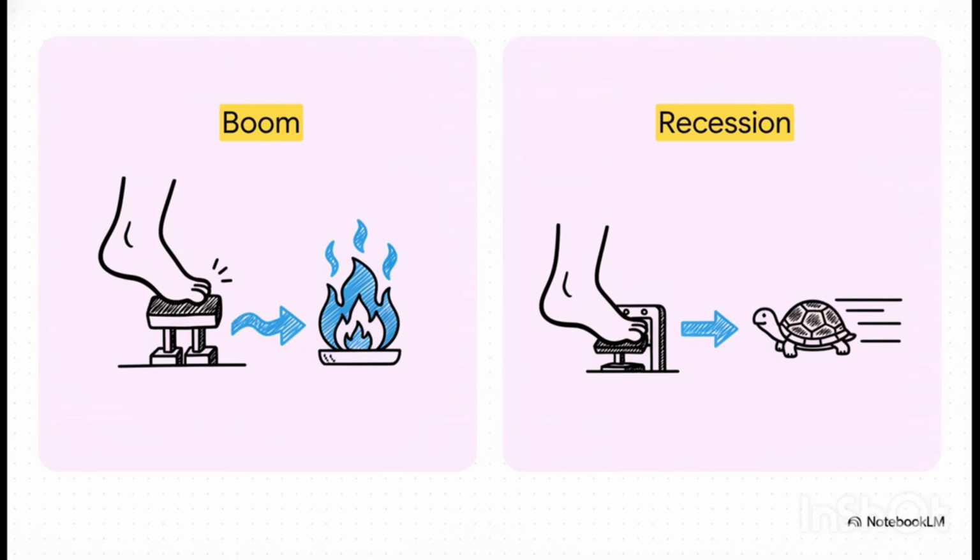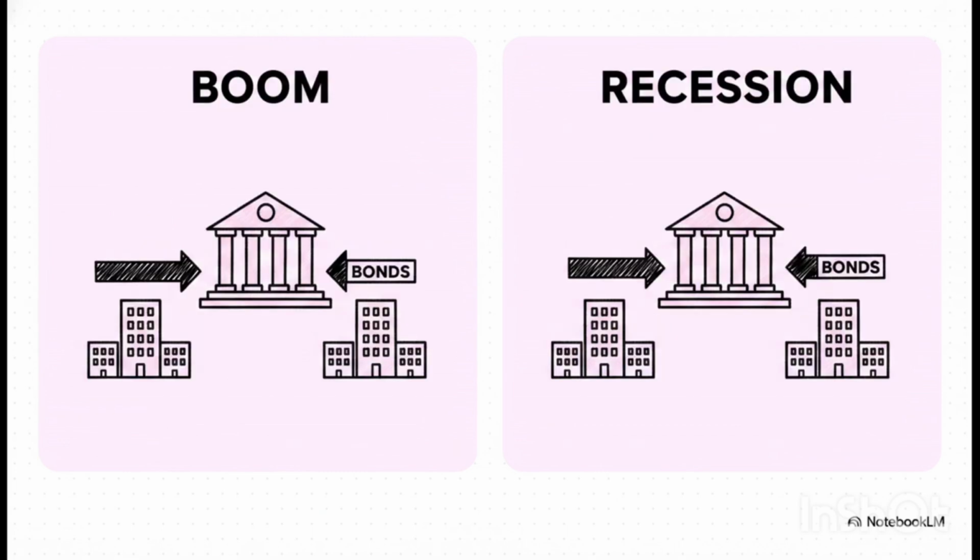When things are booming and maybe getting a little too hot, the central bank hits the brakes by raising the interest rate. That makes borrowing money more expensive for everyone. And when the economy is sluggish, they hit the gas. They cut rates to make borrowing cheaper, which encourages people and businesses to spend and invest.